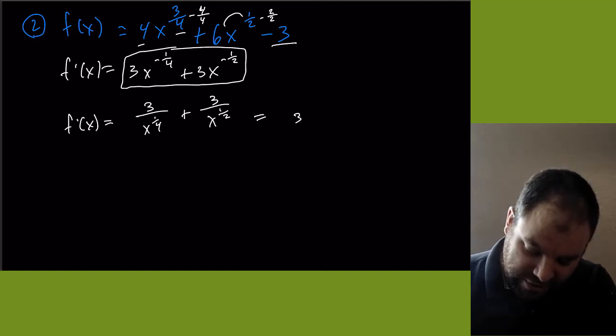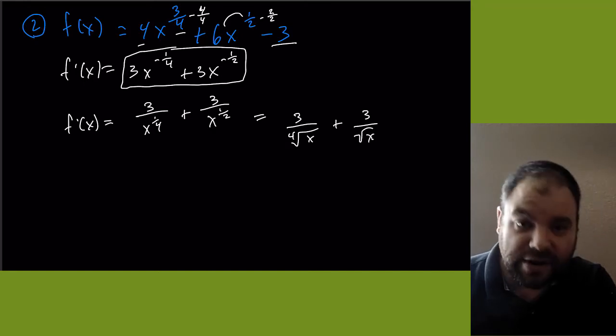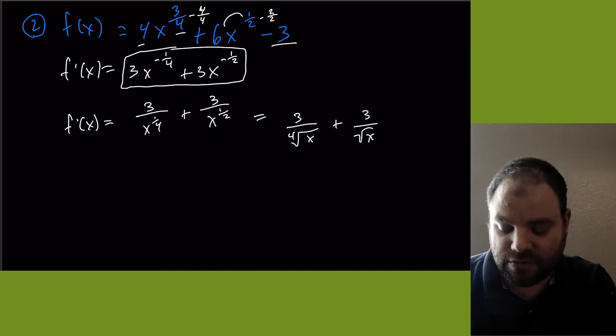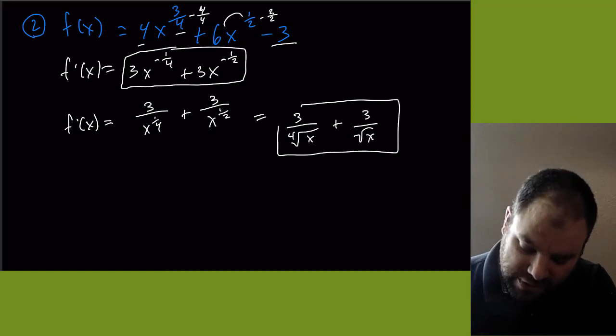So this could be written as 3 over the 4th root of x plus 3 over the square root of x. Because x to the power of 1/2 is a square root, and x to the power of a 4th is a 4th root. So you can write this answer like this as well.